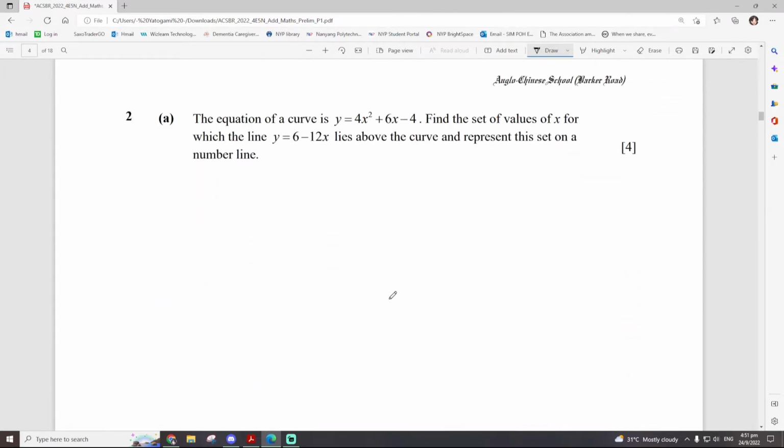The equation of a curve is 4x squared plus 6x minus 4. Find the set of values of x for which the line y equals 6 minus 12x lies above the curve, represented on a number line. Okay, so this is solving the inequality 4x squared plus 6x minus 4 less than 6 minus 12x, because the curve must be less than the line.